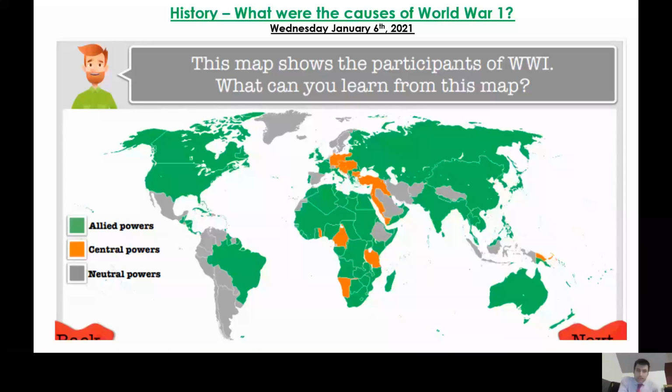Now, if you look at this map, you can see where there were neutral powers, you can see where there are central powers, and you can see where there are allied powers. So I'd like you to have a think, looking at the participants, so the countries which took part in that war. What do you learn about them? What do you learn about the allied powers? What do you learn about the central powers? What can you see about the neutral powers? Can you see a continent which doesn't have much involvement?